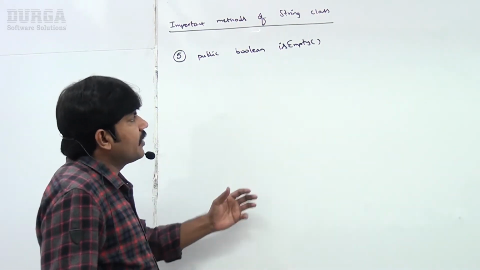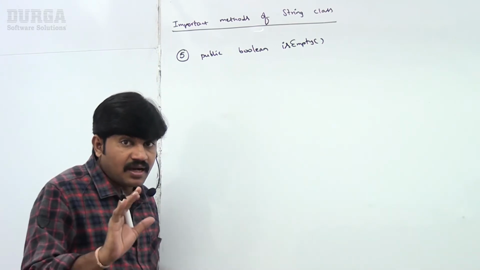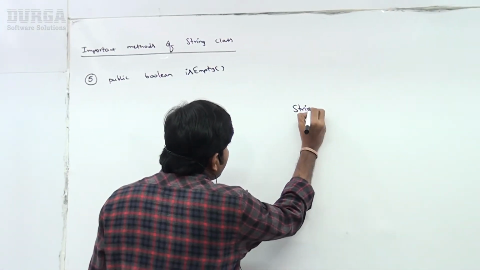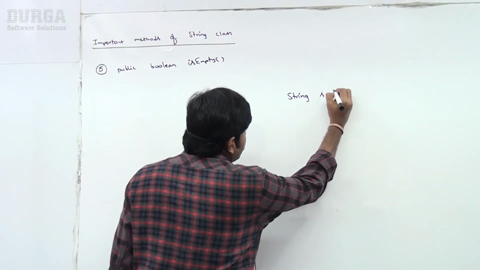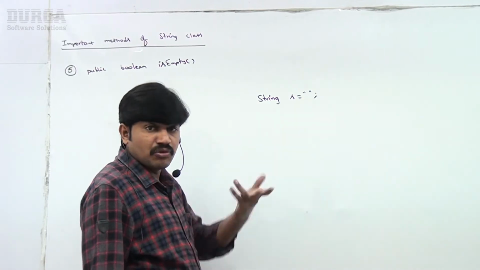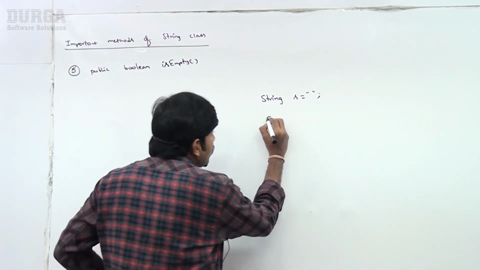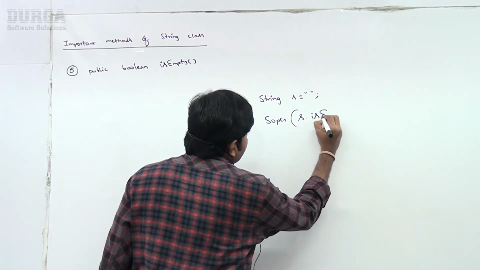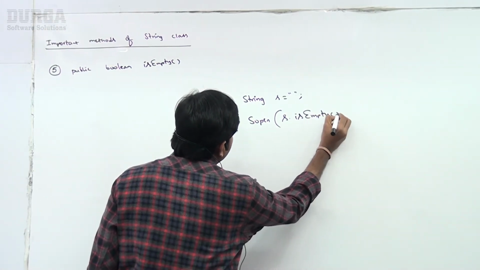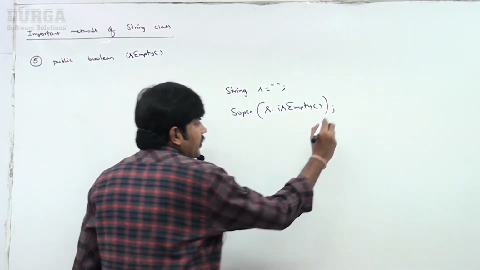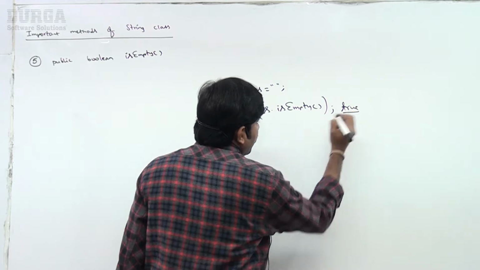To check whether the string is empty or not, the best example: if I take String s is equal to just double quotes, open and close. Yes, that's all, no content. Now let me check System.out.println(s.isEmpty()). Obviously it is empty, that's why true is the answer we get.